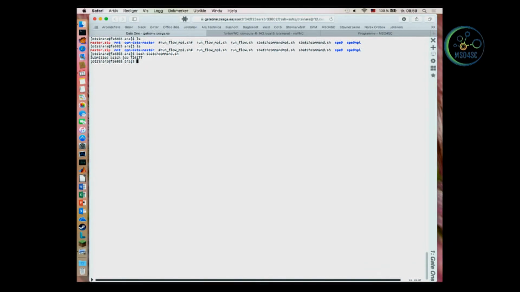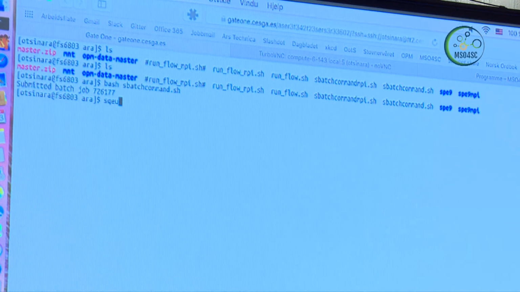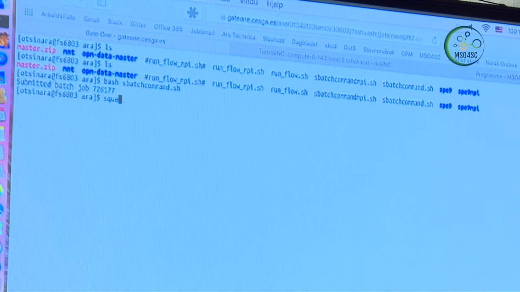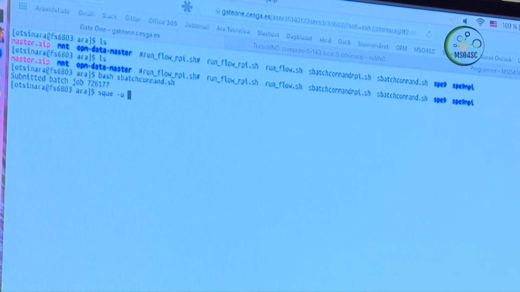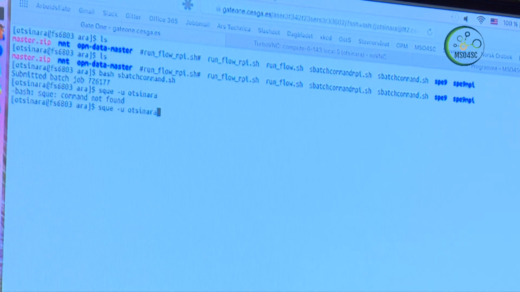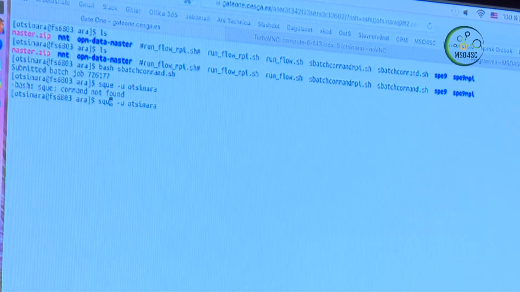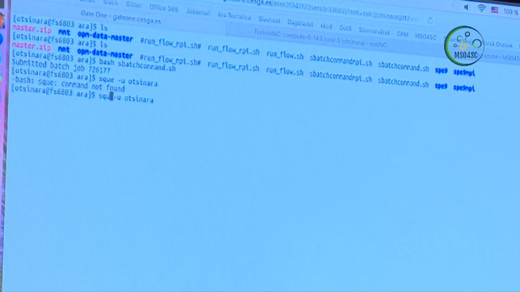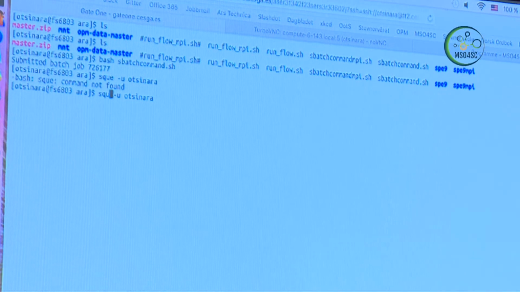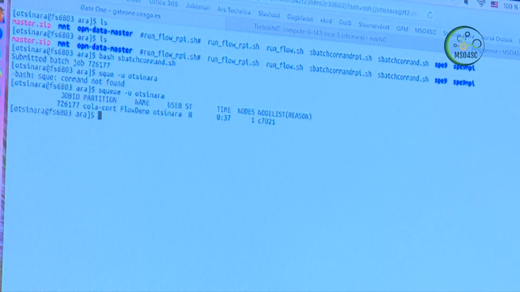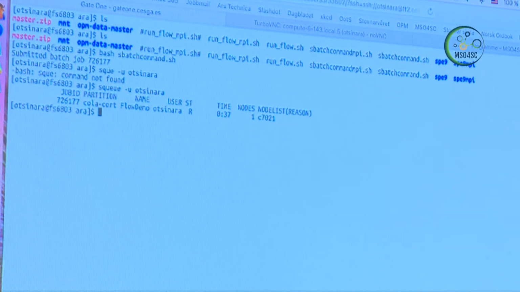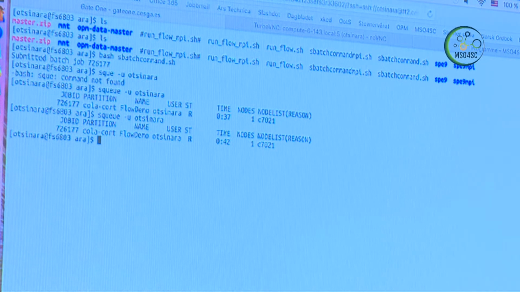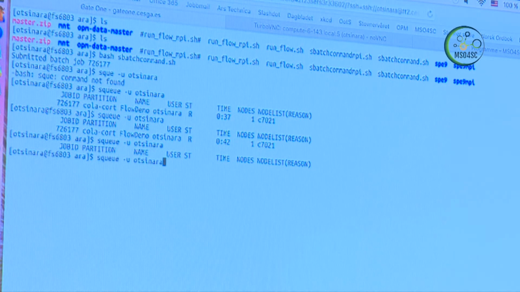And Victor, you remind me, what command do I use to see if it's running? SQ? Like that? Oh yeah, this way. Oh yeah, this means it's still running, right? Yeah. And now it was done.